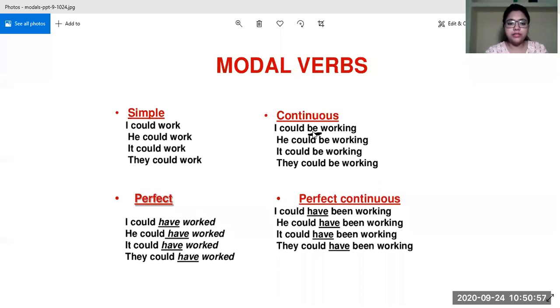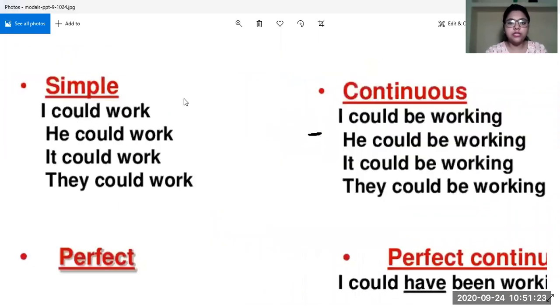Then we come to the perfect tense. In the perfect tense also, modal auxiliaries don't change. I could have worked hard. Then in the perfect continuous also, the modal auxiliaries remain the same. Rest of the things change according to the tenses, but not the modal auxiliaries. You can observe very clearly over here. See, could is could only. Could is could in simple also, then continuous also, then perfect also, perfect continuous also, right? So now let us move on.